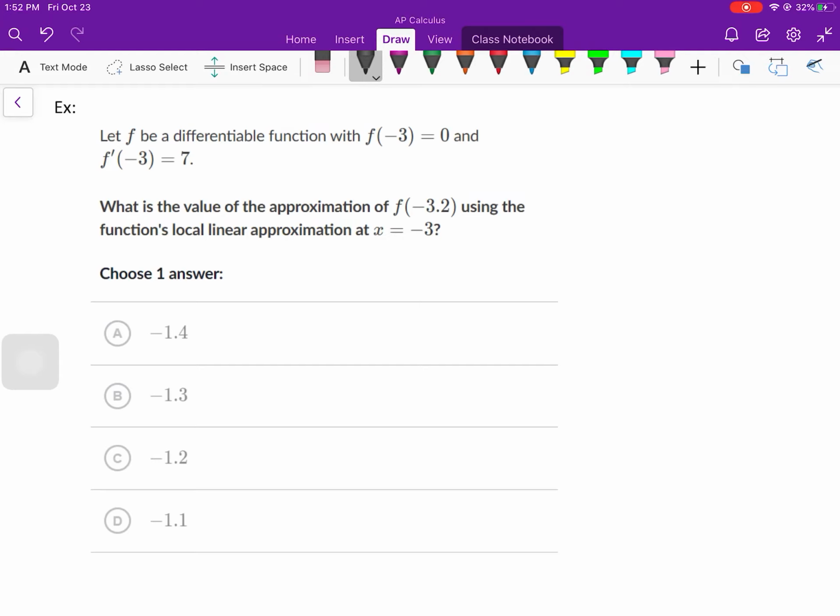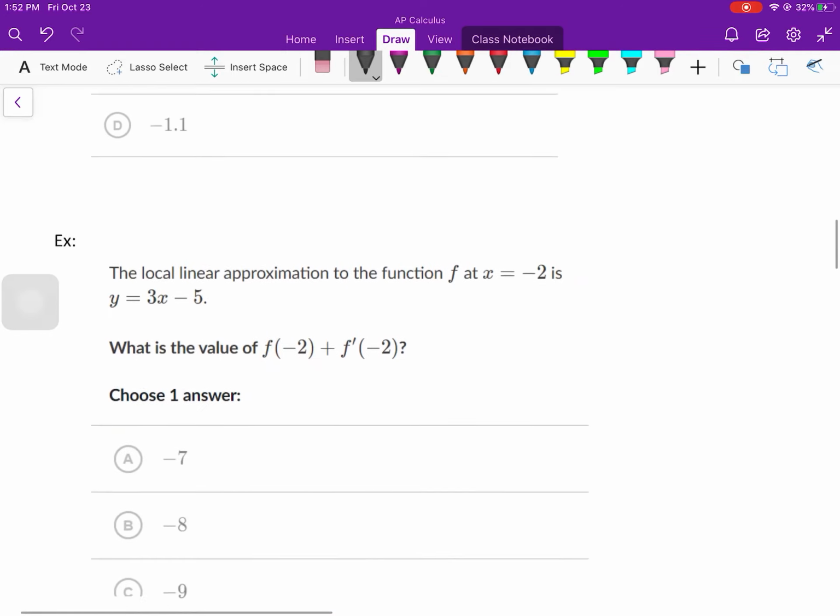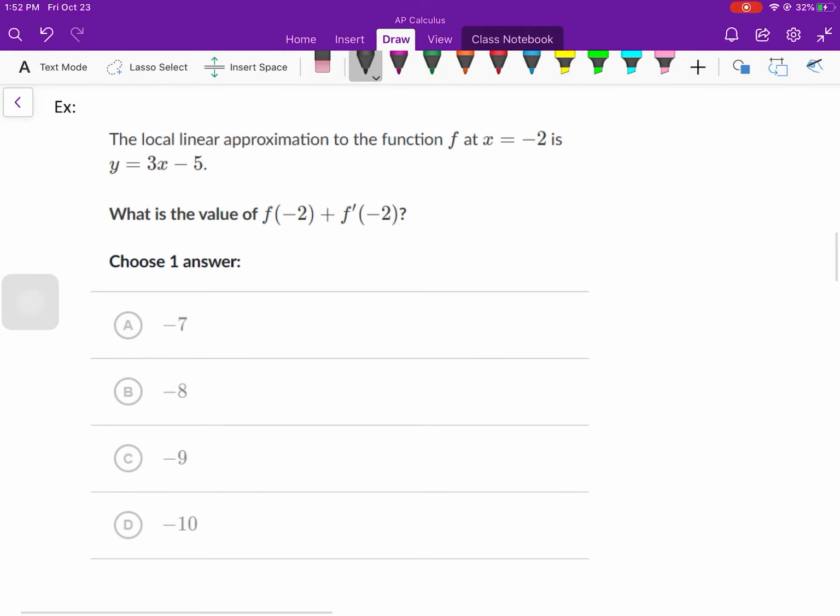This one, same idea. You're just approximating at negative 3.2. So you're going to find the equation of the tangent line, plug in negative 3.2 at the end, and evaluate. Here's one that's a little bit different. They're saying the local linear approximation of the function at x equals negative 2 is this. So they're giving you the tangent line. What is the value of f of negative 2 plus f prime of negative 2?